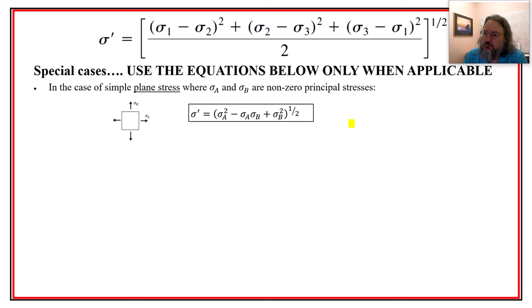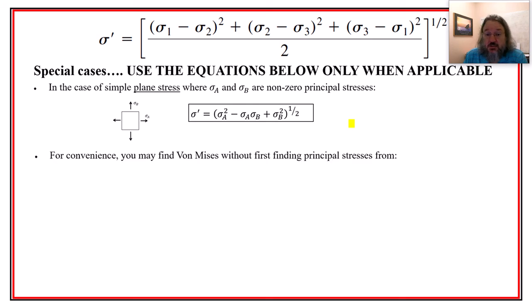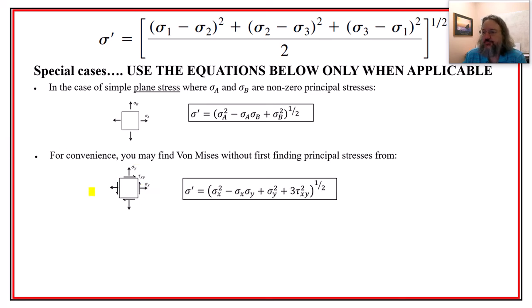Well, you know what? Maybe we don't want to find the principal stresses. What we could do is substitute in equations for principal stresses and see what happens, and someone's already done the algebra for you. And so this is the biaxial stress with some shear. Boom. There you go. We have an equation. We don't have to do the principal stresses. Someone has done it for you. So this is a really good equation to memorize.